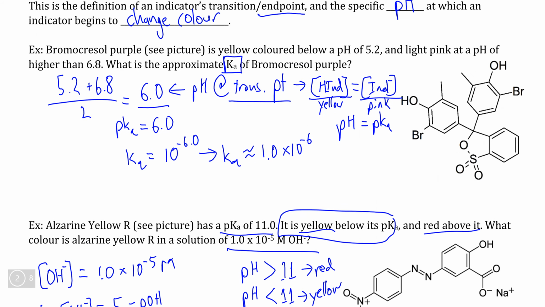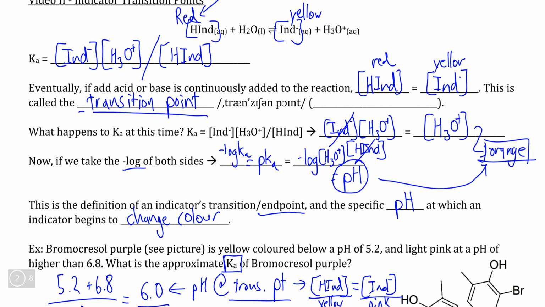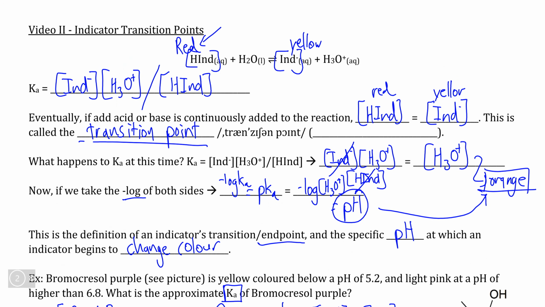In the next video, we'll look at the most interesting application of indicators, that being how to use indicators not just to identify whether the pH of a solution is above or below a specific point, the transition point, but actually use them to determine the specific numerical pH of an acid-base solution.